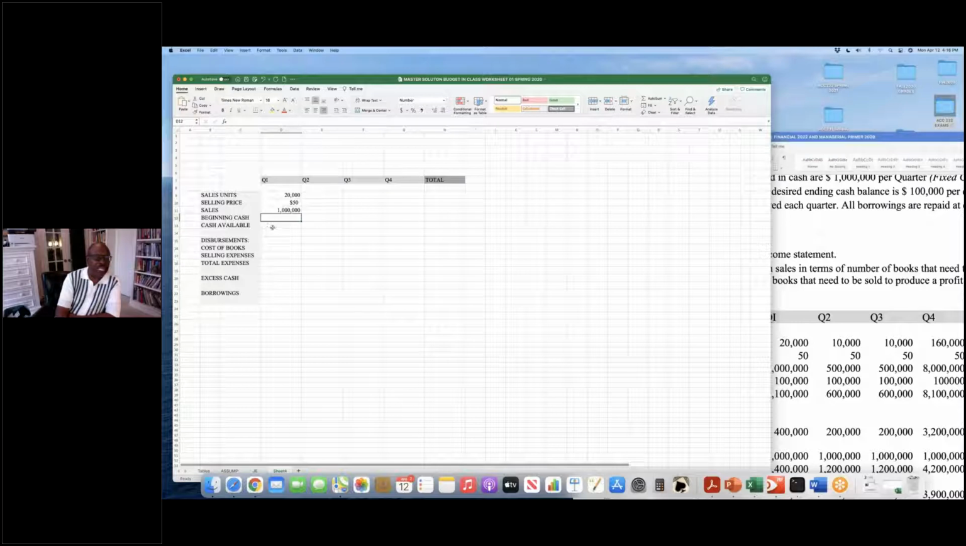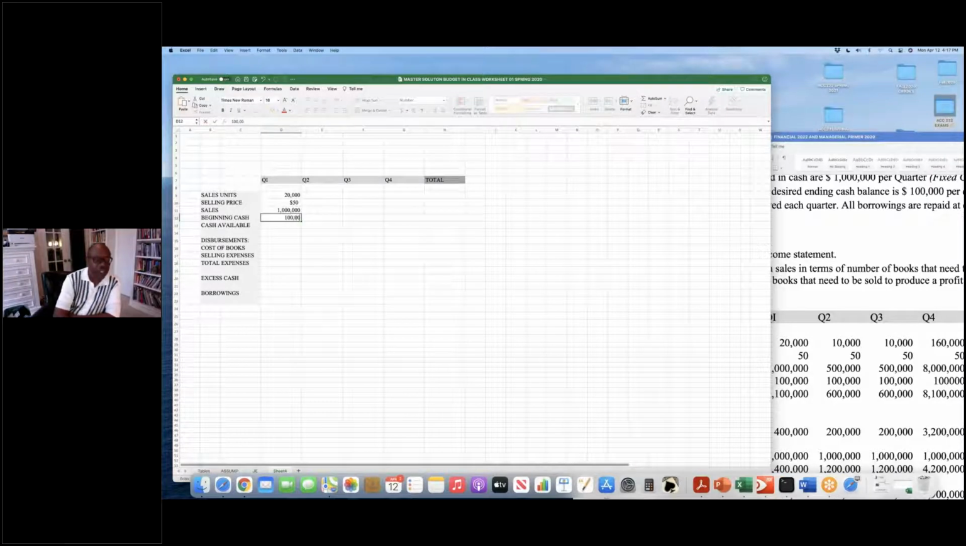And we said our beginning cash balance was what? 100,000. Okay. So we got cash available of what, 1,100,000. Everyone see that? Okay, so if we sell 20,000 books, we got to buy them and pay for them.